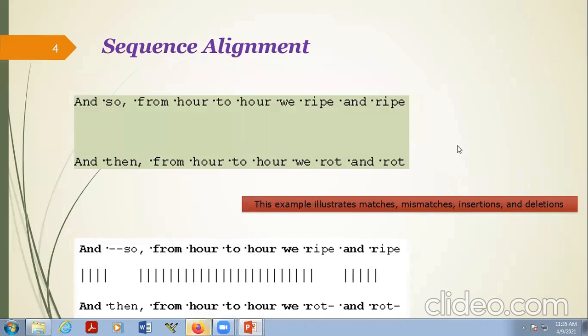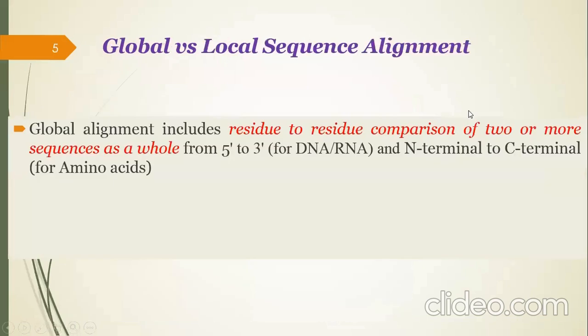Okay. So next, now there are two types of alignments. The first one, basic types. The first one is global, and the other one is local sequence alignment. So global sequence alignment includes residue to residue comparison of two or more sequences as a whole, from 5 prime to 3 prime for DNA and N terminus to C terminus for amino acid.